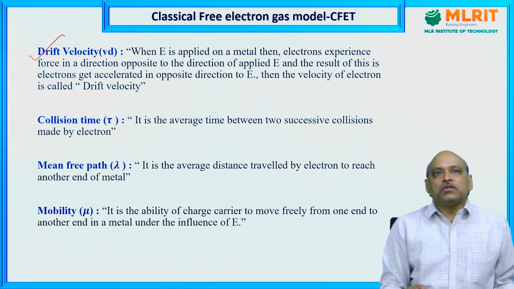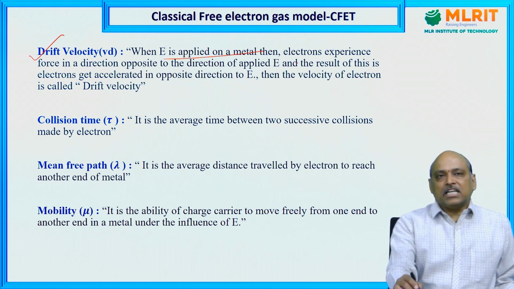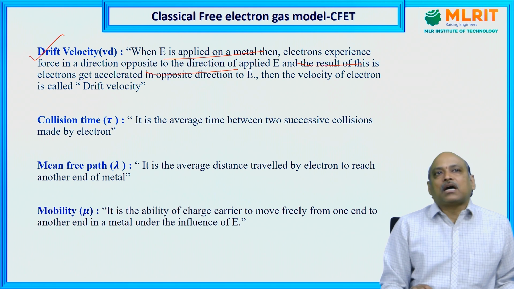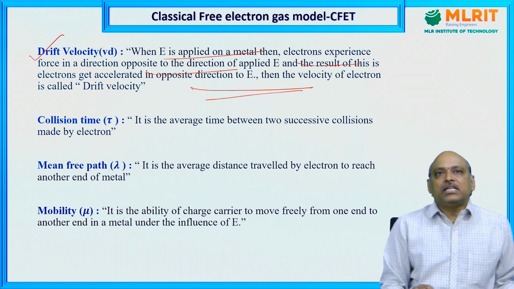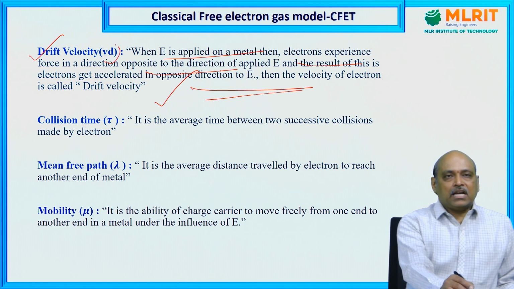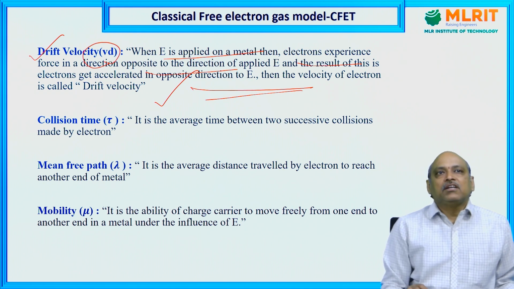As I told you, when we apply an electric field in one direction, electrons experience a force in the opposite direction. Due to this force, all the electrons move in the opposite direction, in a uniform direction. The velocity they have acquired is called drift velocity, and we represent that drift velocity with Vd. That is the definition of drift velocity.